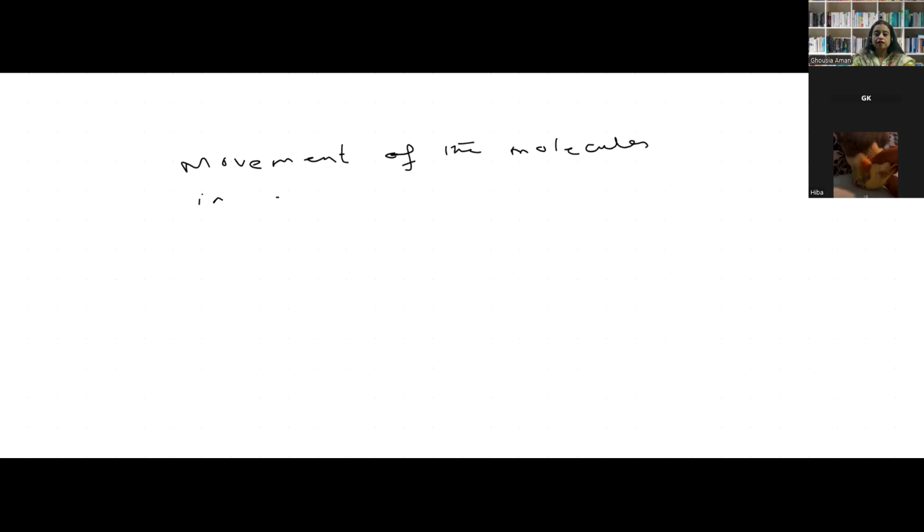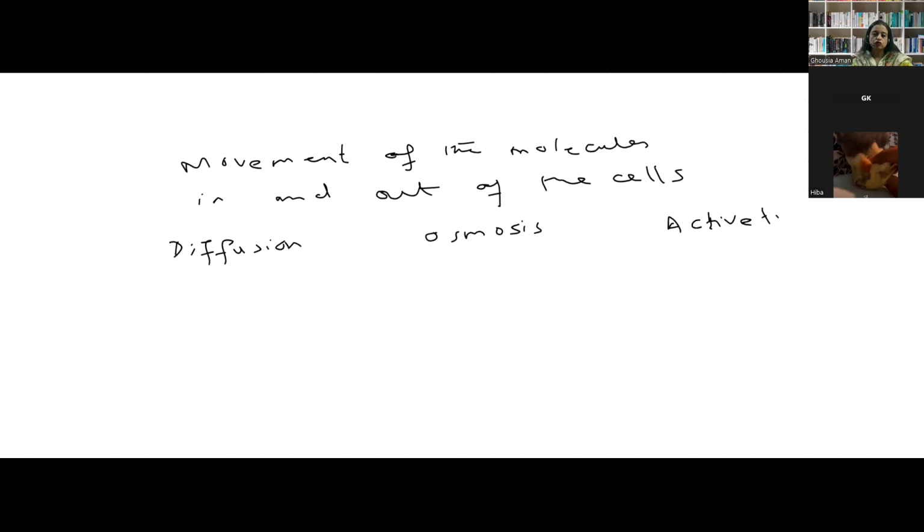So what are the three types of the movement? They are diffusion, osmosis, and active transport. So these are the three ways by which the molecules move in and out of the cells. So let's start with the first, diffusion. What is diffusion?